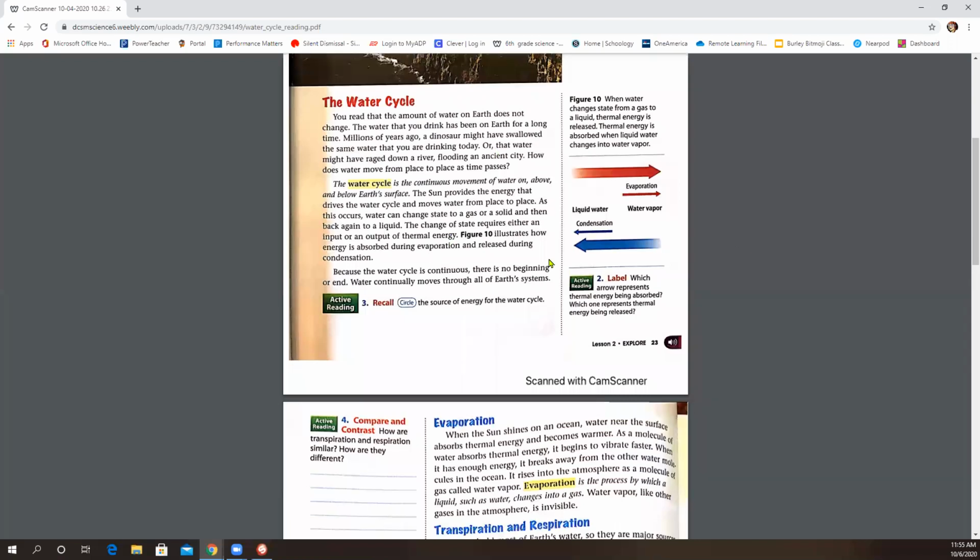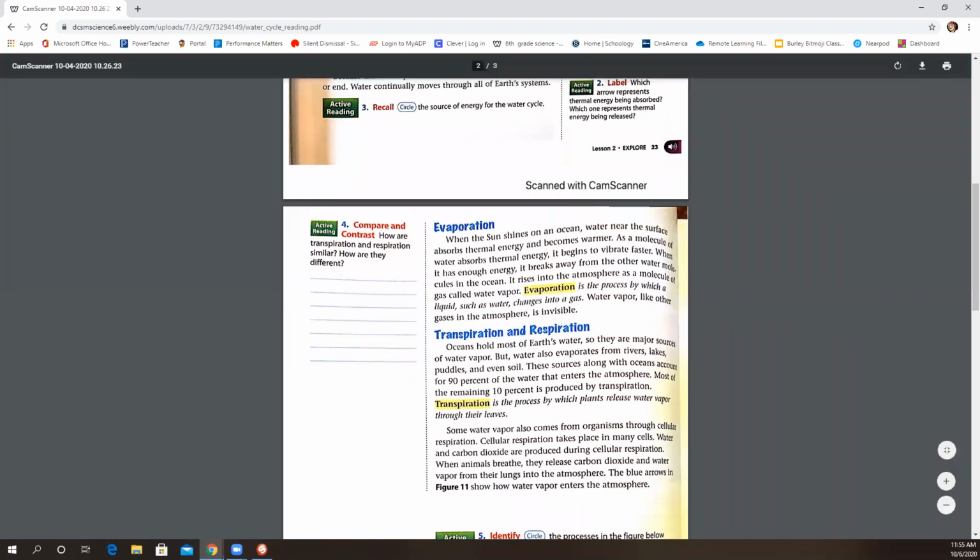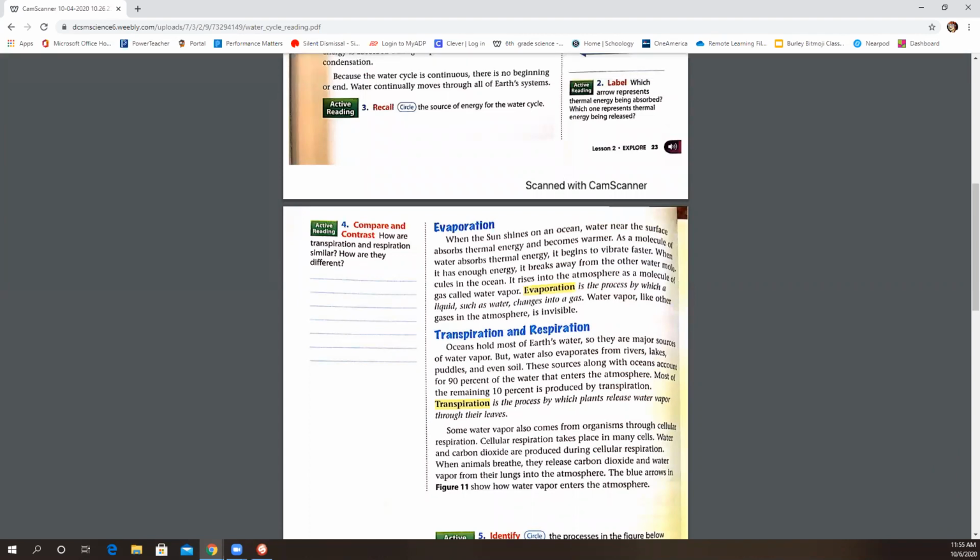All right, evaporation. Evaporation. When the sun shines on an ocean, water near the surface absorbs thermal energy and becomes warmer. As a molecule of water absorbs thermal energy, it begins to vibrate faster. When it has enough energy, it breaks away from the other water molecules in the ocean. It rises into the atmosphere as a molecule of gas called water vapor. Evaporation is the process by which a liquid, such as water, changes into a gas. Water vapor, like other gases in the atmosphere, is invisible.